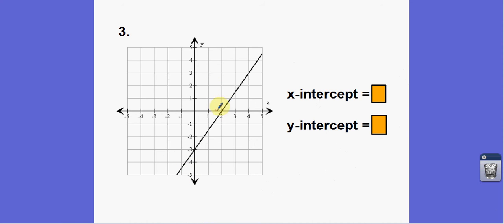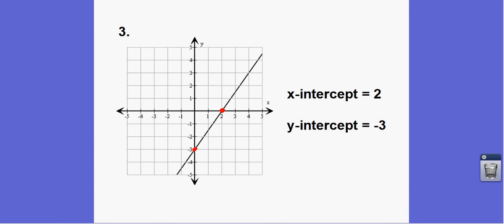Next problem. The x-intercept, we'll do this one first. Well, that looks like it's right at 2. Y-intercept looks like it's at -3. Check our answers. 2, and -3 for my y-intercept. So it looks like we got the right answers.